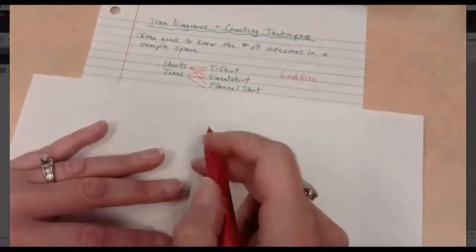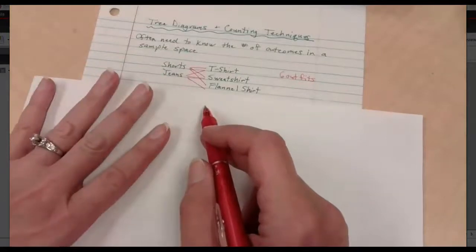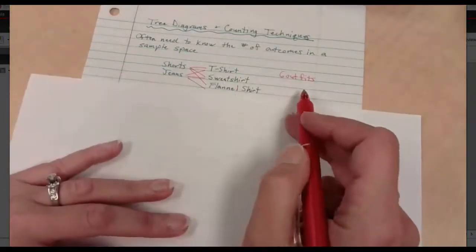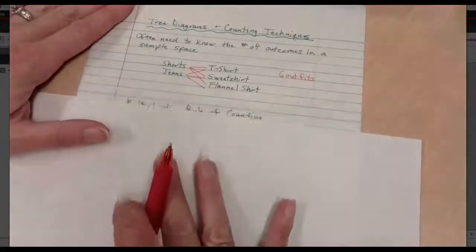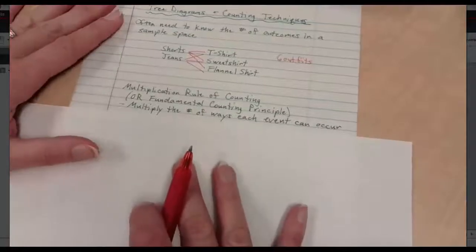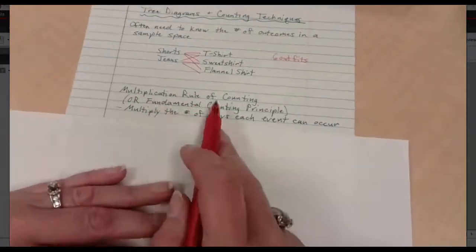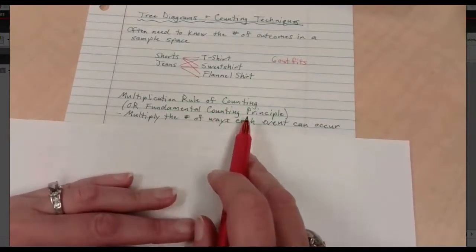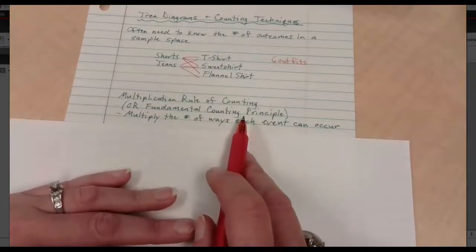Okay. Short of drawing diagrams, this is not quite a tree diagram, I have an official one of those coming up in a moment, how would I be able to figure out that there are 6 outfits available for me to wear? Well, we have something that is called, and there's multiple names for it, the multiplication rule of counting, or the way that I originally learned it, the fundamental counting principle. They both refer to the same thing, so you'll probably hear me say the fundamental counting principle.